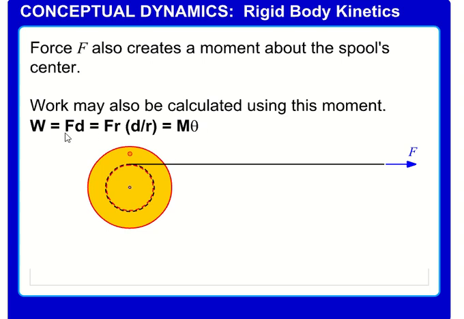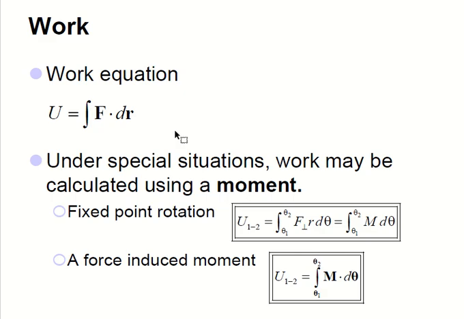So we can identify the work in terms of force and distance, and we can convert that force distance to the moment about the theta, and that's just a center. Then we're going to come back here for the work equation. This is the same equation that we use for work. So here, under special situations, work may be calculated using a moment.